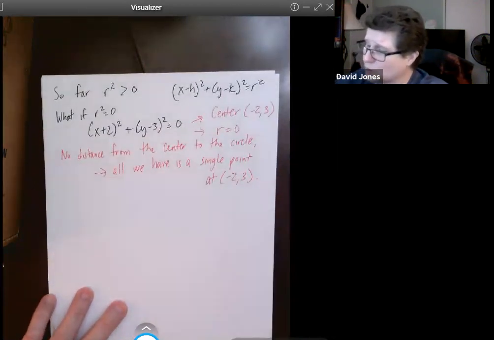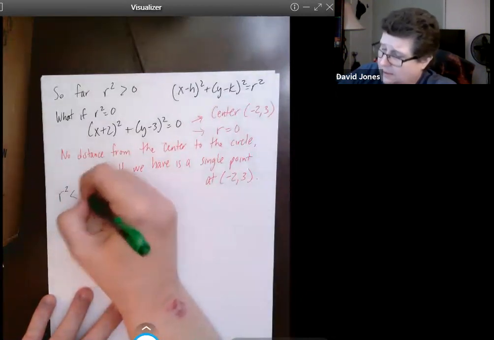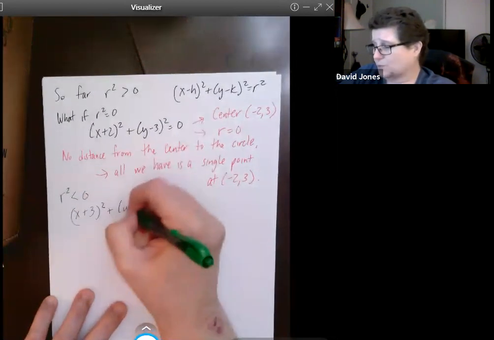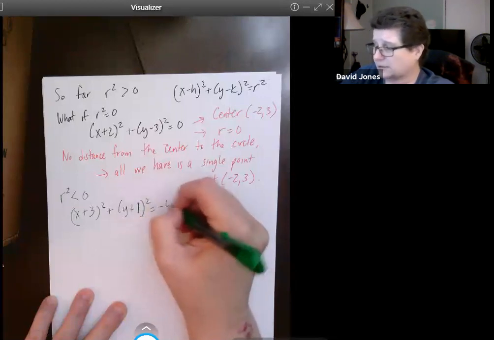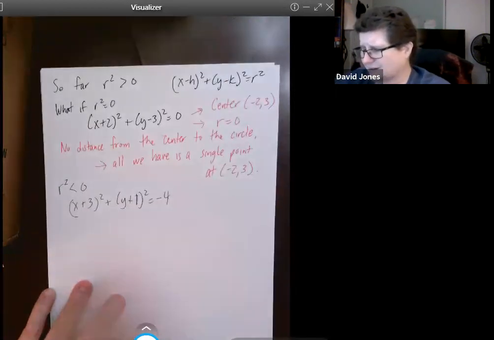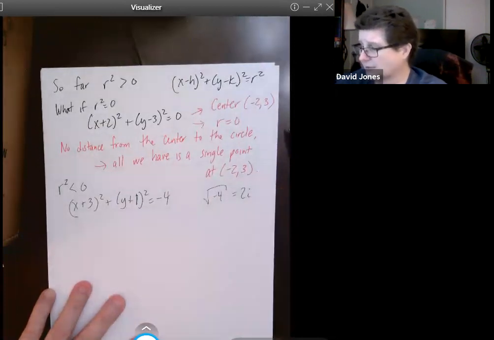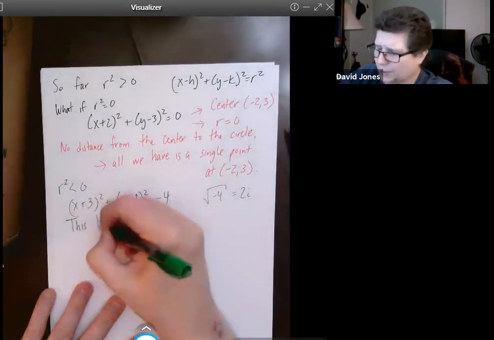And if r squared is less than 0, like (x plus 3) squared plus (y plus 1) squared equals -4, the square root of -4 is 2i. This does not graph in the real plane.